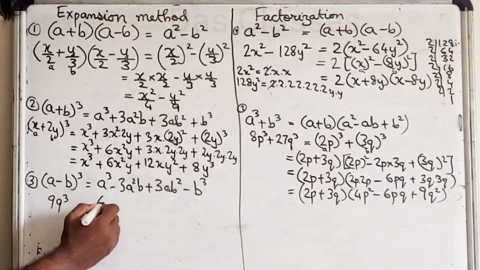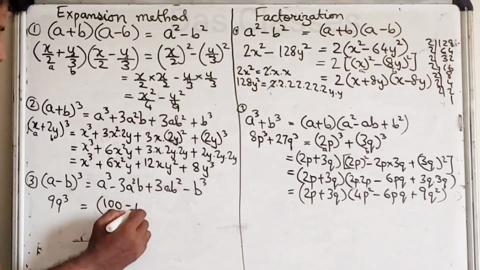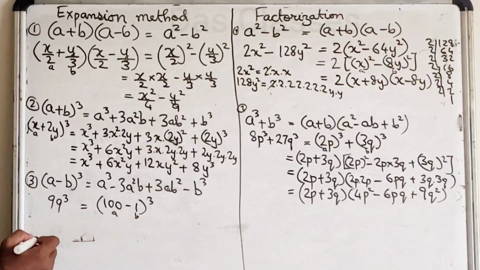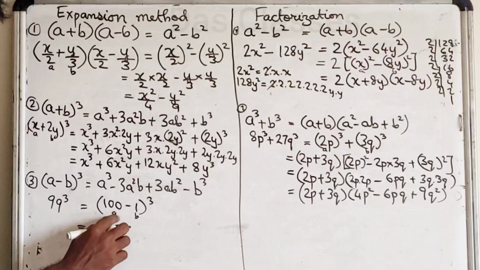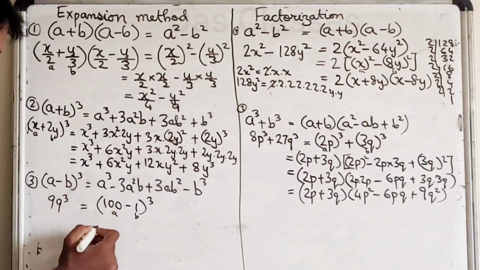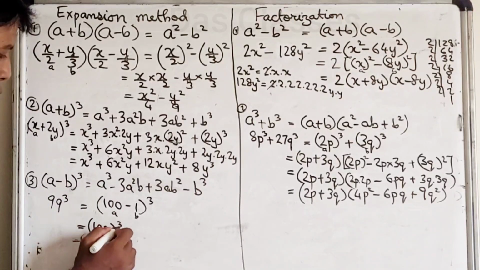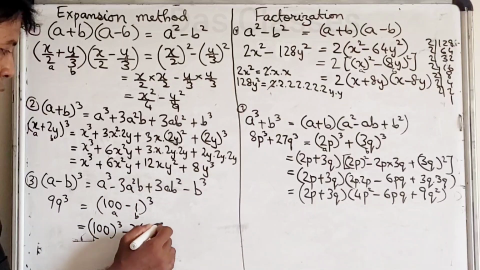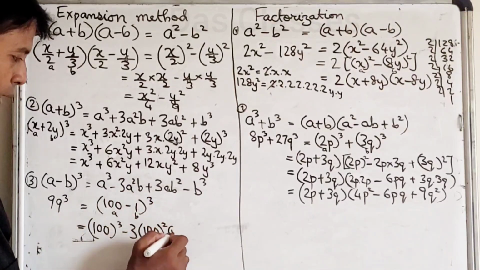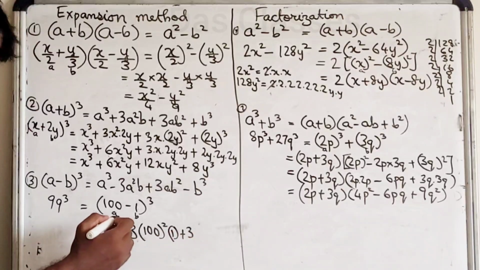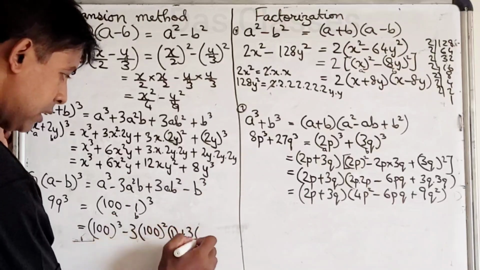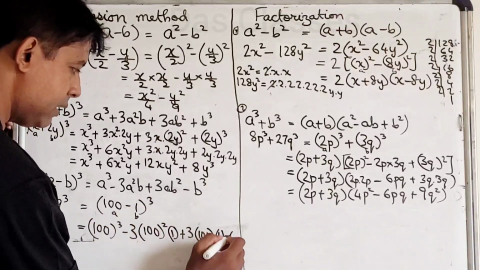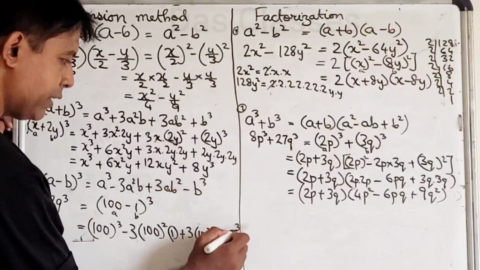99 cube can actually be written as (100 minus 1) cube. So this is the A thing and this is the B thing. A minus B whole cube is A cube, the first term's cube, that is 100 cube, minus 3 into A square, that is 100 square, into B, which is 1, plus 3 into A, which is 100, into B square, and there's a minus sign, and B cube, that is 1 cube.